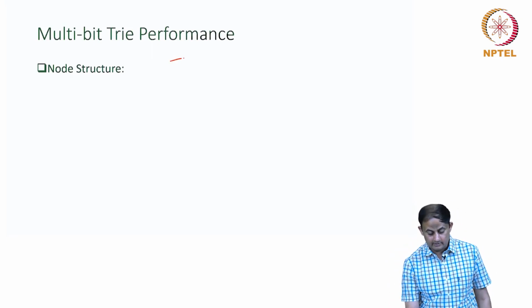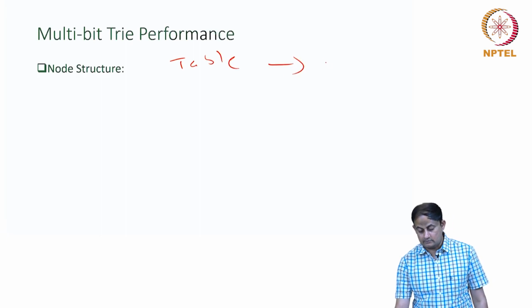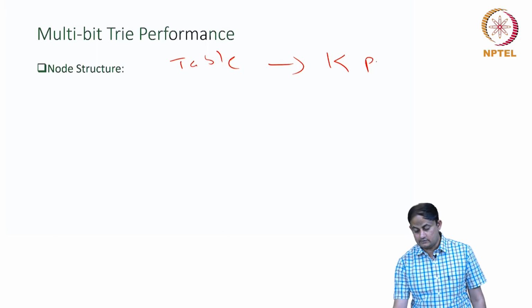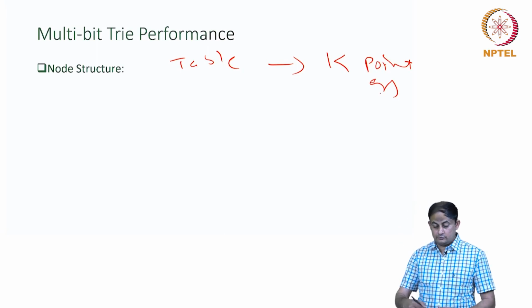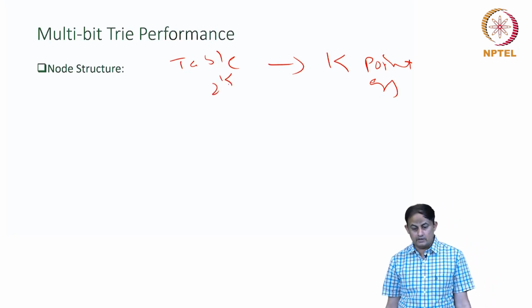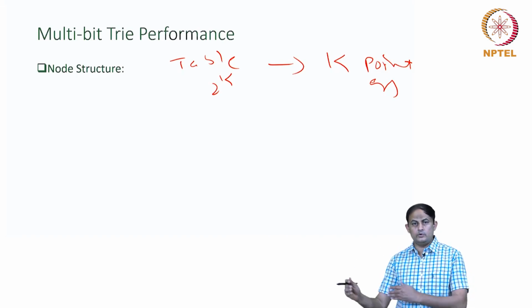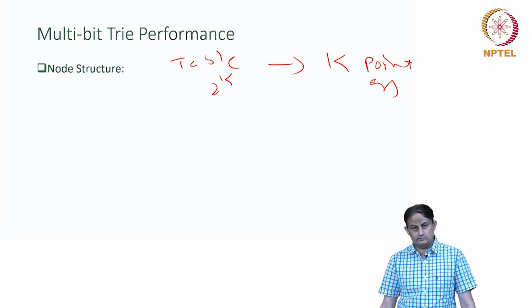So, I have a table in the place, and each table has k pointers and 2 to the power of k entries. At every level, k is the length of the match that you are going to do in one direction. In one go I am going to do the k-bit matching.